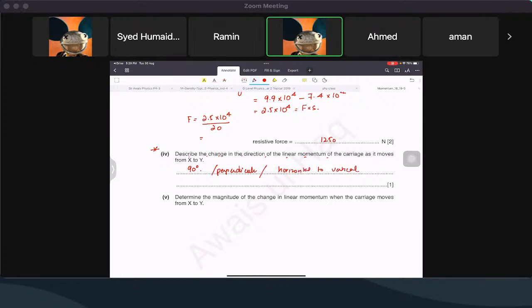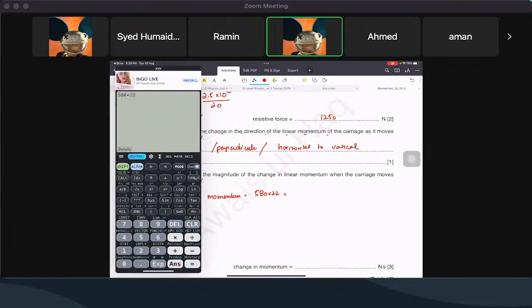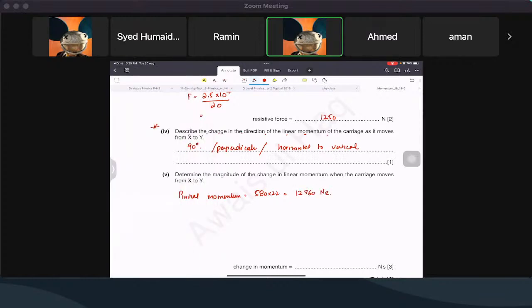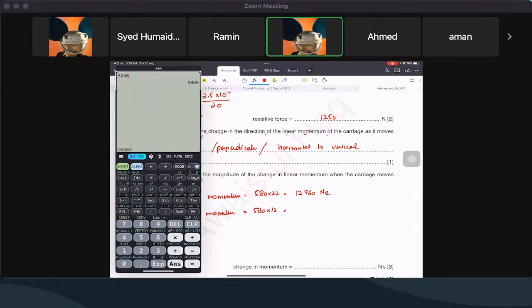Now the reason they're asking this question is because they want you to find the magnitude of change in linear momentum. First of all, we're going to find the initial momentum. Initial momentum is mass times velocity, which comes out to be 580 times 22, 12760 newton seconds. Then the final momentum is 580 times 12, that was the final velocity. That comes out to be 6960 newton seconds.